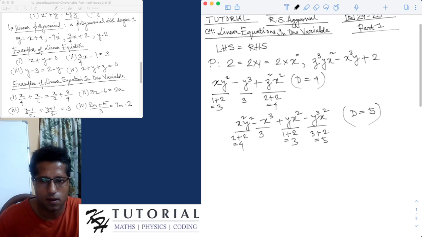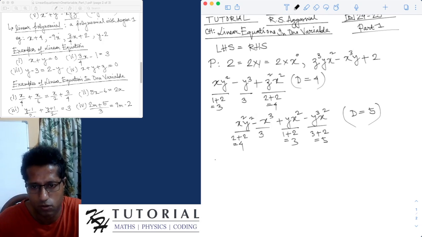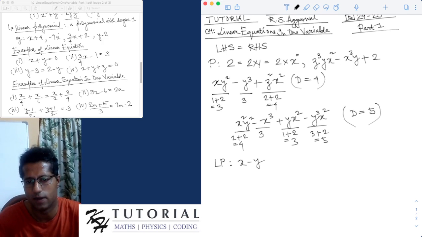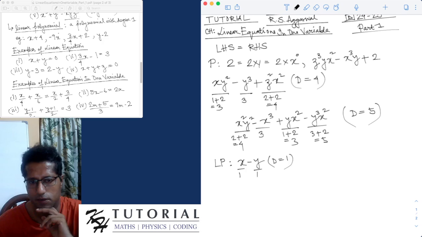Now also note that I am, in short, writing linear polynomial as LP. x minus y is also a linear polynomial. Why? Because the degree of this polynomial is 1. This term has the sum of powers 1, and this term has the sum of powers of the variables 1. So the degree is 1. So this is also a linear polynomial, but it has 2 variables.